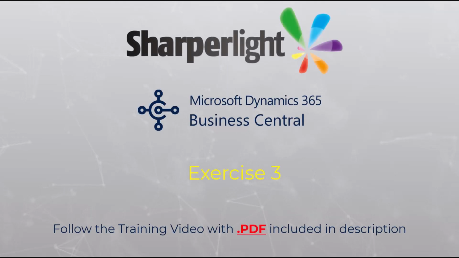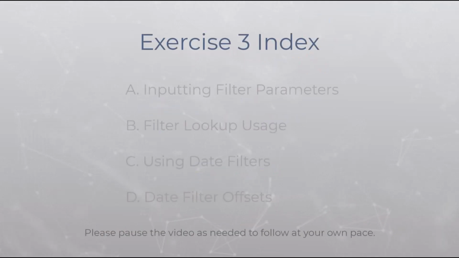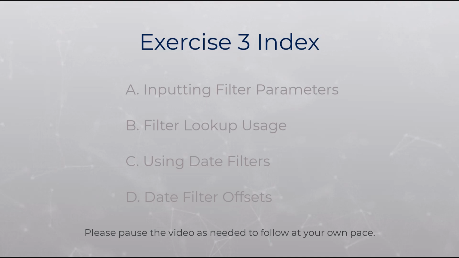Welcome to the intro training exercises for Sharperlight and Business Central. This is exercise 3. Please follow the video carefully and if needed, use the PDF listed within the description for further information. Exercise 3 has 4 parts, A to D, covering filters, lookups, and shortcodes in further detail.